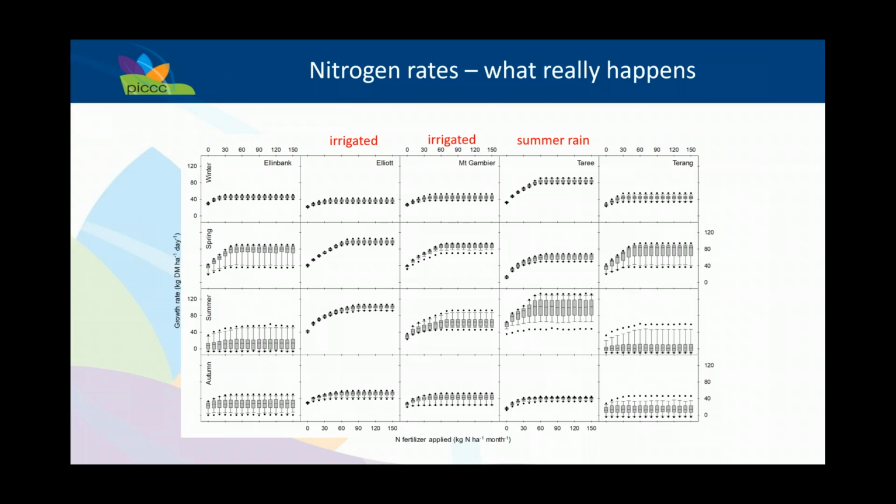In the second row, you start seeing some very impressive responses in spring if you just look across. You'll see that Ellenbank, for example, good responses to nitrogen, responses to a higher rate of nitrogen as well.